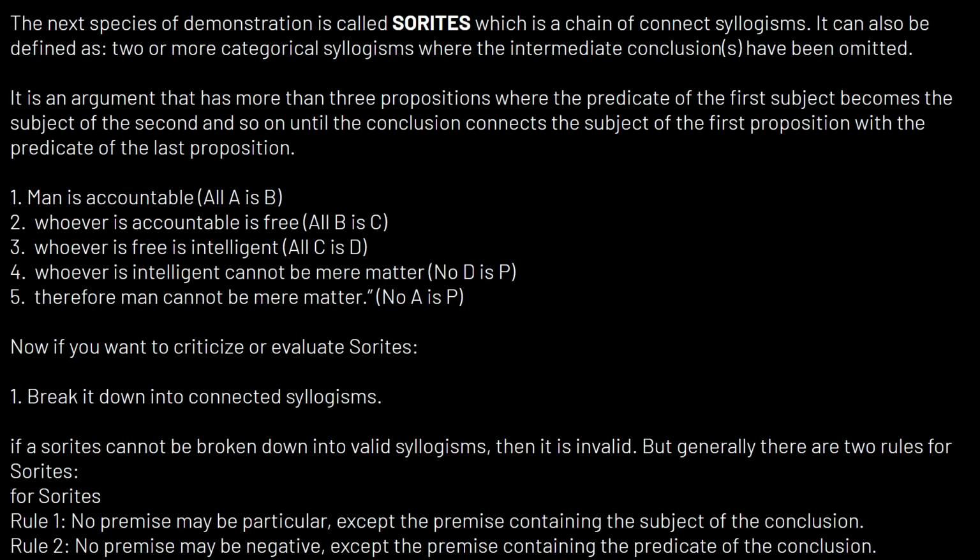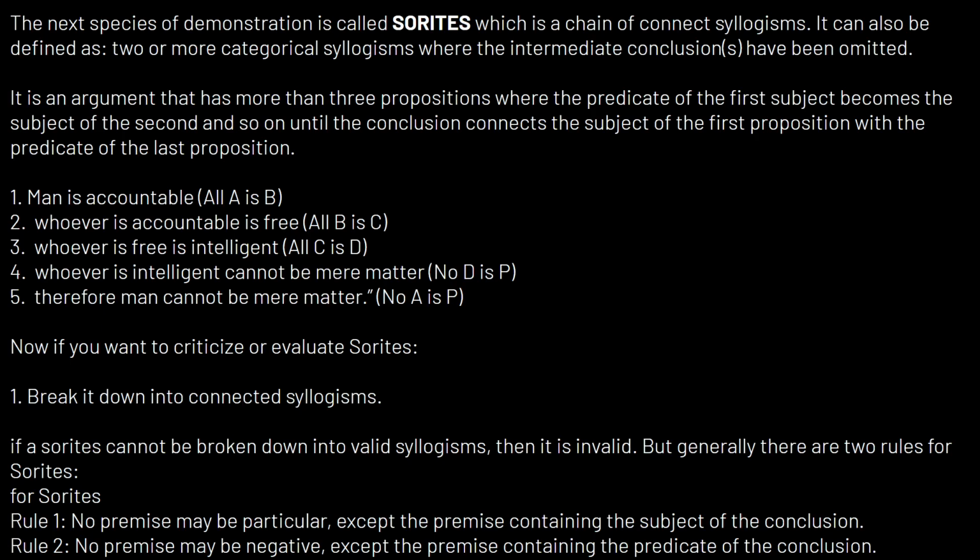But basically, a sorites is an argument that has more than 3 propositions where the predicate of the first subject becomes the subject of the second, and so on until the conclusion connects the subject of the first premise or first proposition with the predicate of the last premise or proposition. That is, for example, 1, all A is B, man is accountable. 2, whoever is accountable is free, that is, all B is C. 3, whoever is free is intelligent, all C is D. 4, whoever is intelligent cannot be mere matter, no D is P. 5, therefore man cannot be mere matter, that is, no A is P.